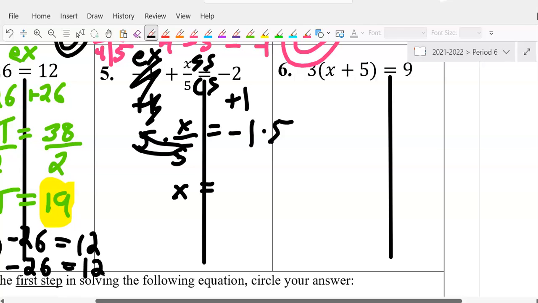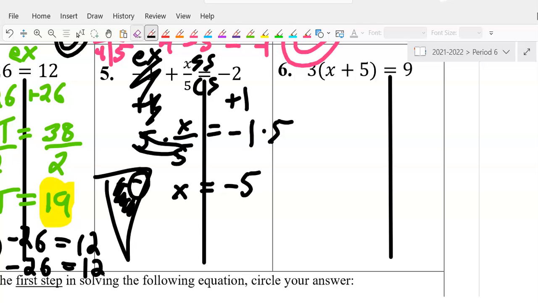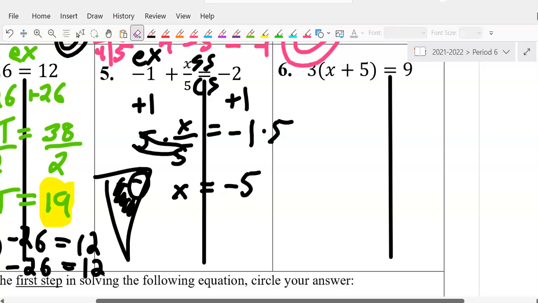So negative 1 times 5 equals negative 5. Careful. Okay, so let's see. Are we done? Yeah. But we're going to check it. Right? So let's check it.